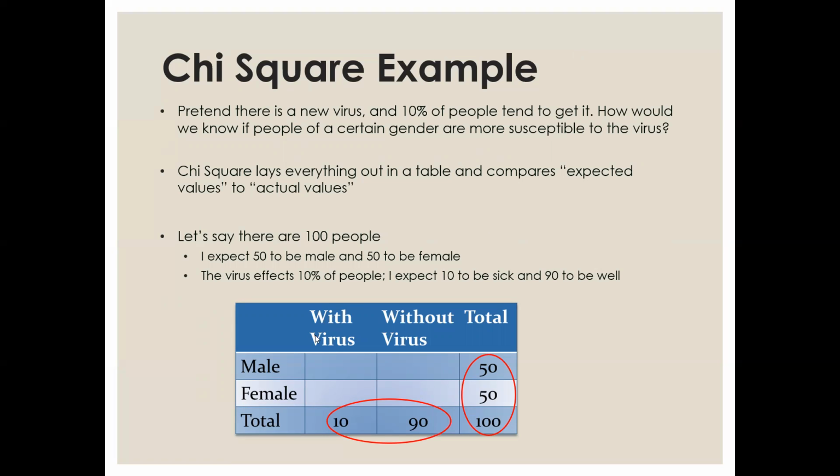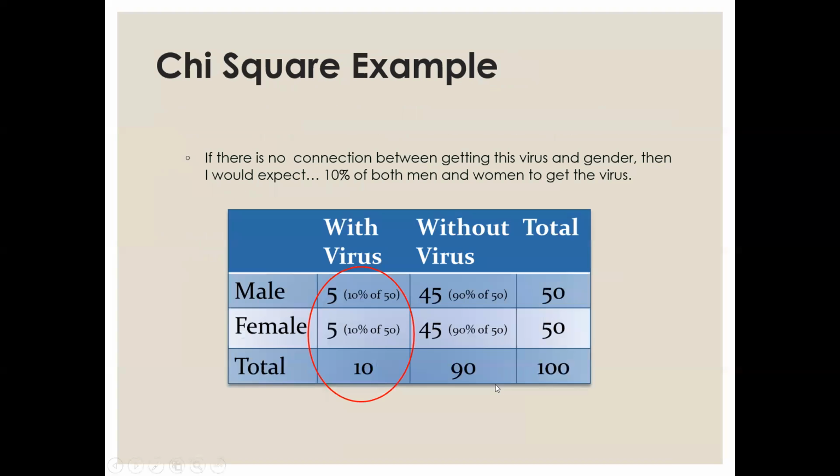So here we have this fictitious virus, and we expect that 10% of people get it. So if it doesn't matter by gender, we expect that 10% of men should have the virus, and 10% of women should have the virus, right? And the other 90% should be well. So in the population, we think 10% should have the virus, 90% should be well, and it should be equal among men and women, right? There should be no difference. We expect it to be 50-50. Let's look at what really happens. These are the expected, right? We're calculating the expected.